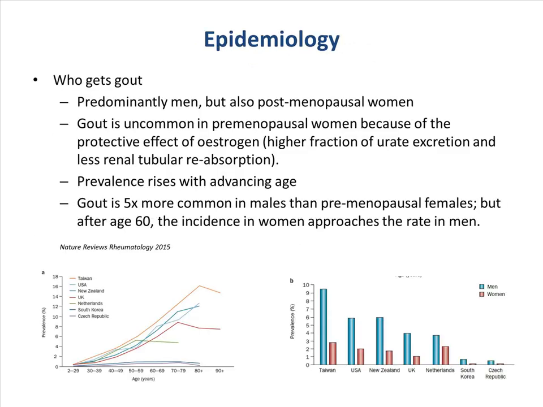Gout occurs predominantly in men, but also in postmenopausal women. It is uncommon in premenopausal women because of the protective effect of estrogens. Prevalence of gout rises with advancing age. Although gout is 5 times more common in males than premenopausal females, after the age of 60, the incidence of women approaches the rate in men.